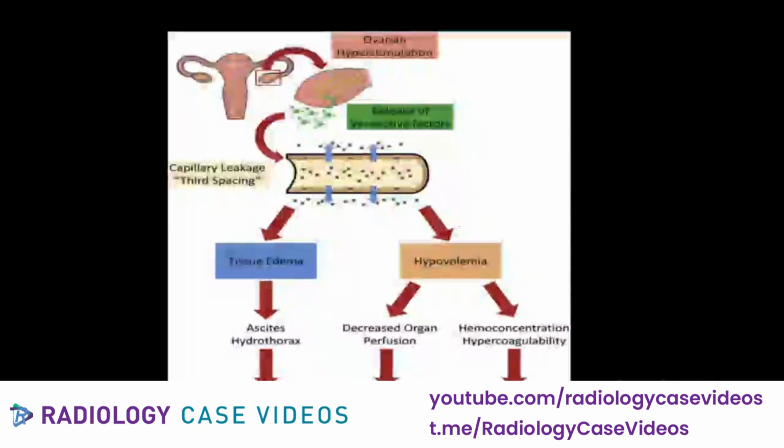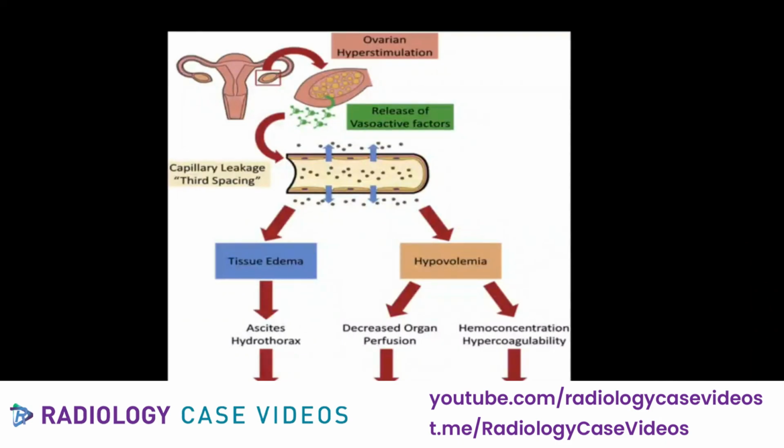So OHSS is characterized by massive cystic ovarian enlargement and fluid shift from the intravascular compartment into the peritoneal, pleural, and pericardial spaces. The vascular fluid leakage is thought to result from an increased capillary permeability of mesothelial surfaces under the action of one or several vasoactive ovarian factors produced by multiple corpora lutea. Acute pelvic pain may result from stretching of the ovarian capsule or hemorrhage or rupture of the follicle.